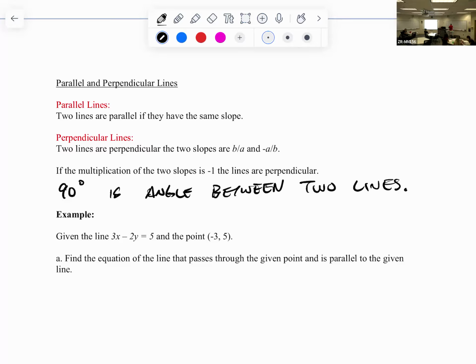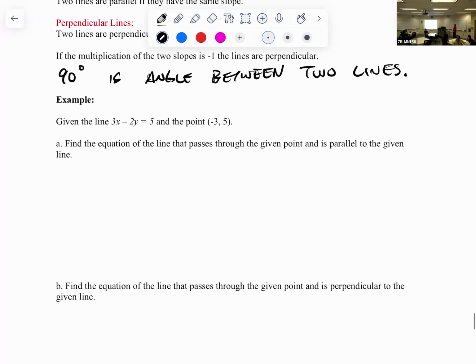So perpendicular lines have a beautiful 90-degree angle between them. So by knowing something is perpendicular or parallel, I can identify that line. This is a big one where you can't just make up the graph here. We can't do graphing to confirm it. This one, we need the algebra. The algebra leads the way on this. So given a line and a point, I want to find the equation that passes through the given point and is parallel to the given line.